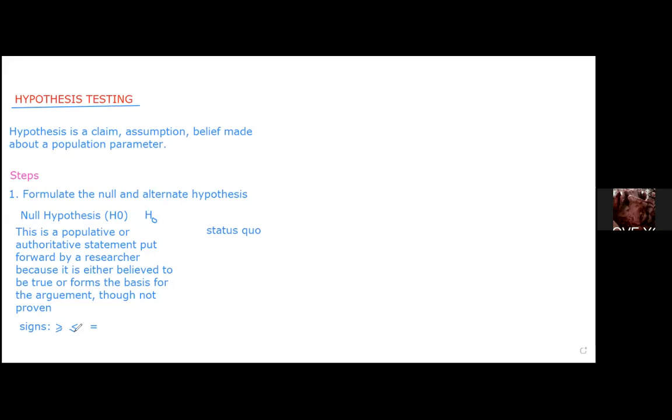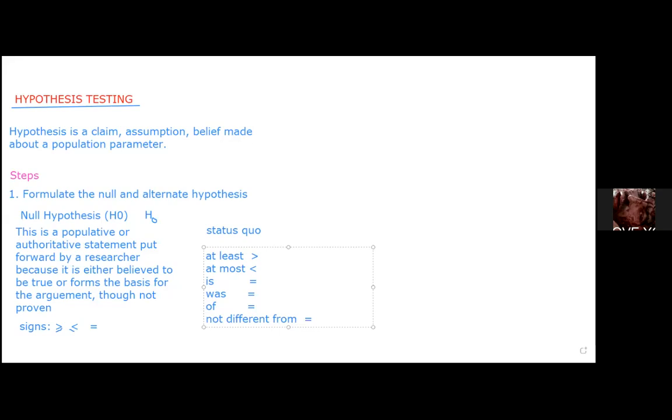And there are certain words in English that represent these signs. So you have words like at least. At least is greater than or equal to. At most is less than or equal to. Is equal to. Was is equal to. Of is equal to. Not different from. It's also equal to. So at least, at most, is, of, not different from.